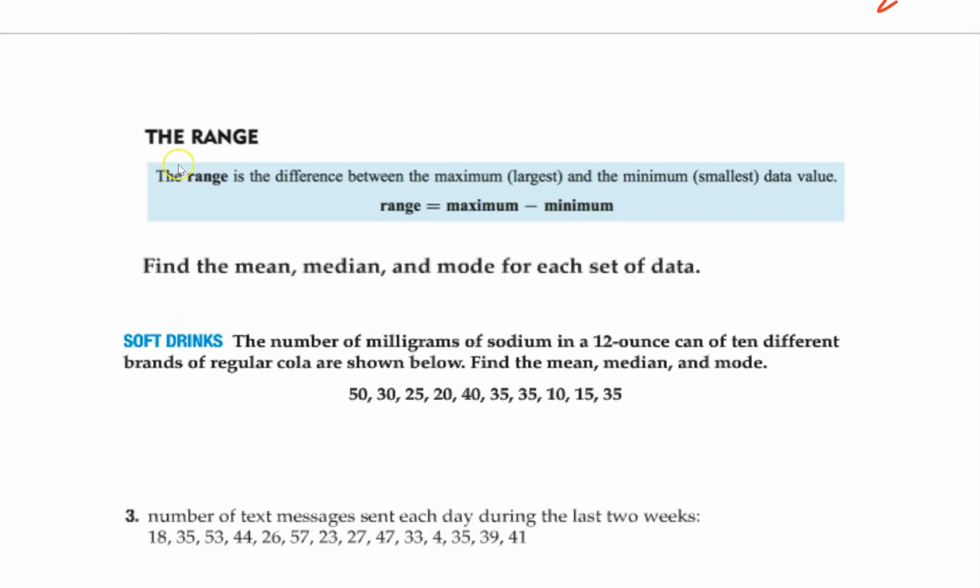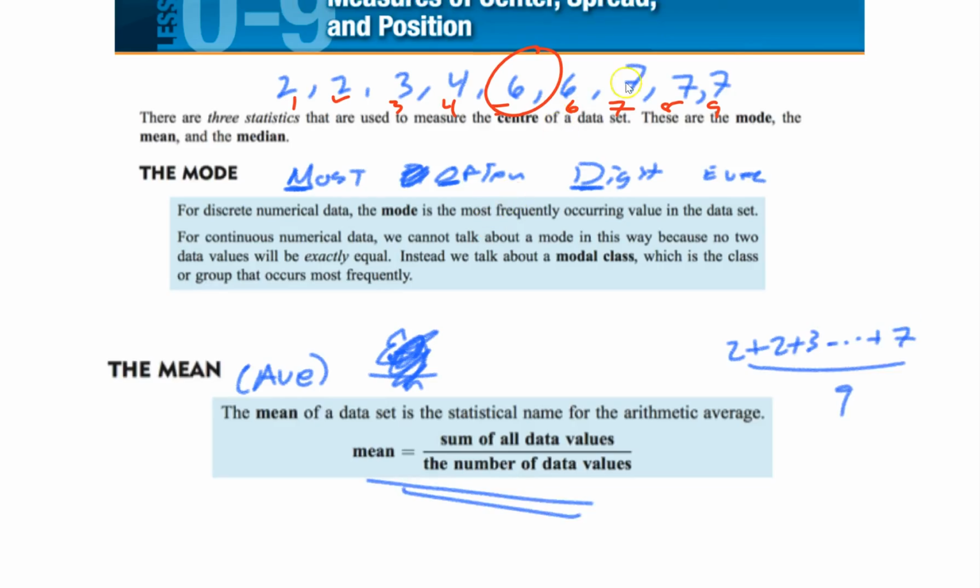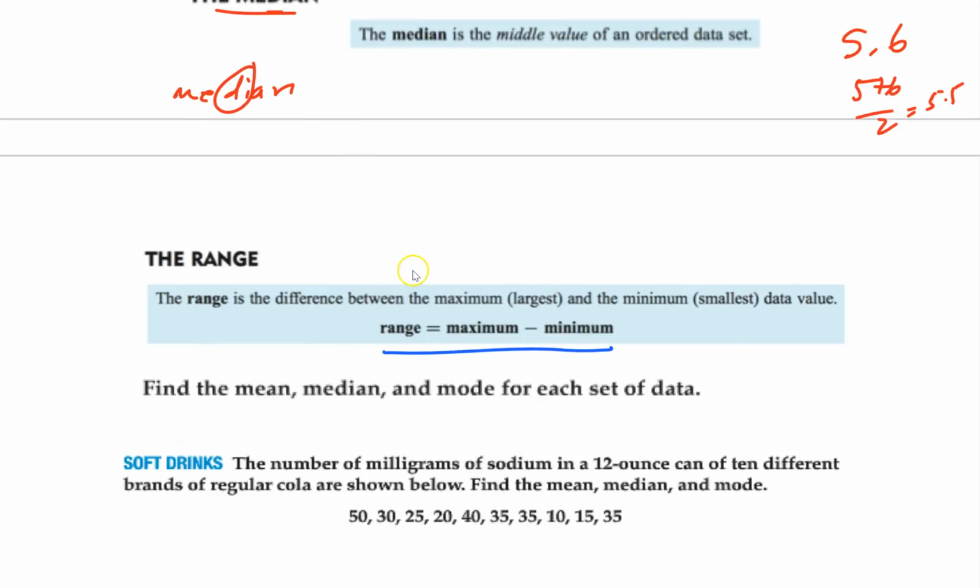Range. Range is the max minus the min, right? Highest minus lowest is how far apart your values are. So over here, my range would be 7 minus 2, or just 5. Right? Range is the max minus the min.